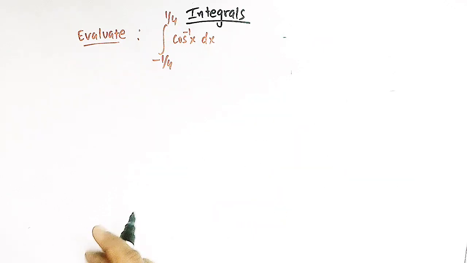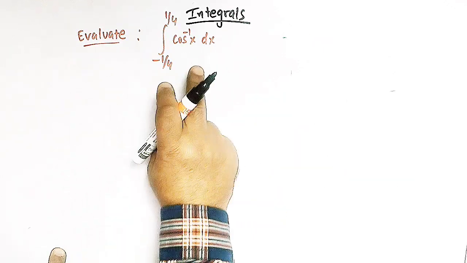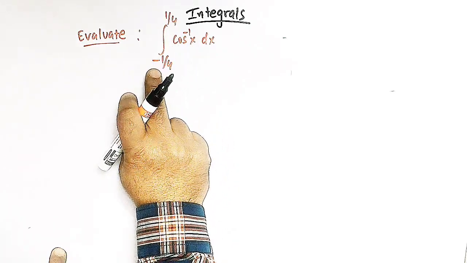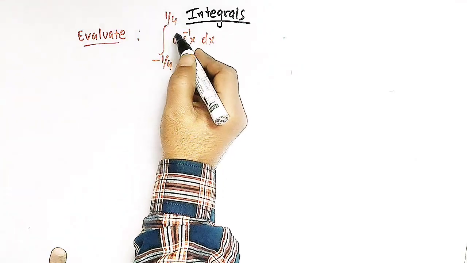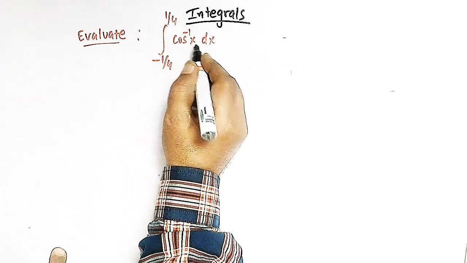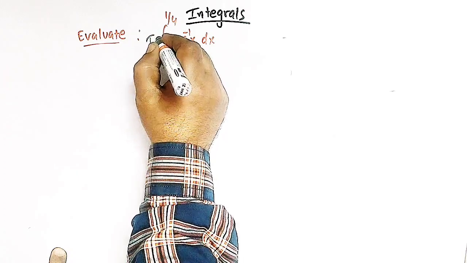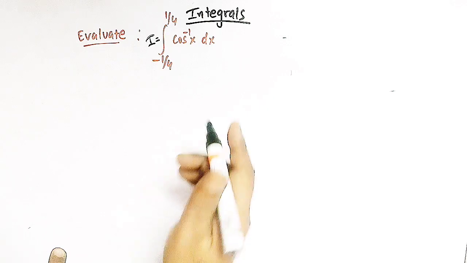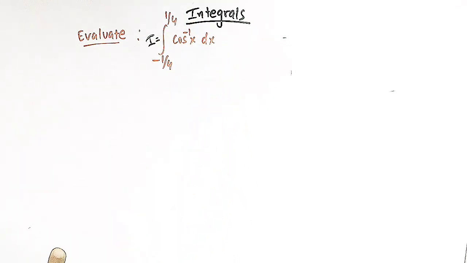Hello viewers, in today's session we are going to evaluate this definite integral. Here we have to evaluate the integral from minus 1 over 4 to 1 over 4 of cos inverse x dx. Let us take this integral as I. We will solve this integral with the help of one important identity from inverse trigonometric functions connecting sine inverse x and cosine inverse x, and then we will make use of one important property of definite integrals.